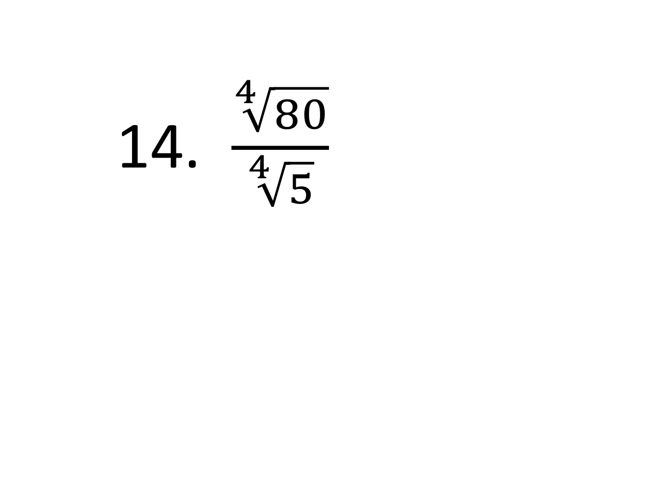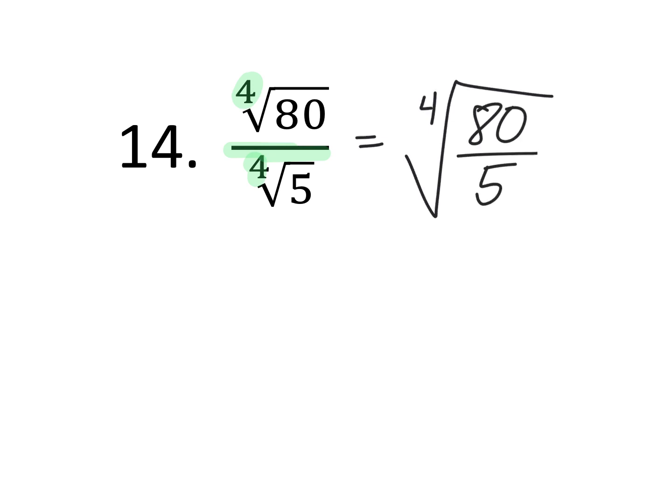You have the same index of 4. And so we can go ahead and do this operation, which is division. Another way we could write this is as the fourth root of 80 divided by 5. Which, if you type that in your calculator, 80 divided by 5, it's 16. So the fourth root of 16 is what we're trying to simplify now.